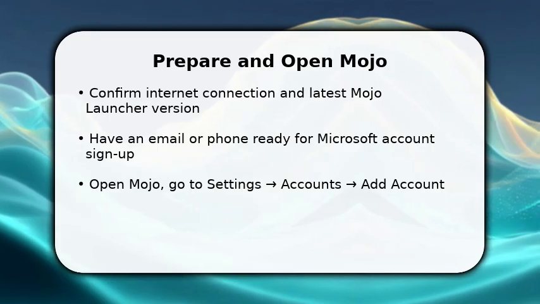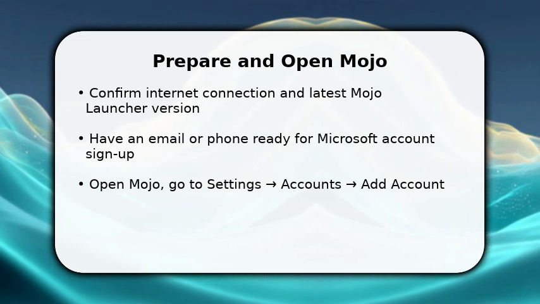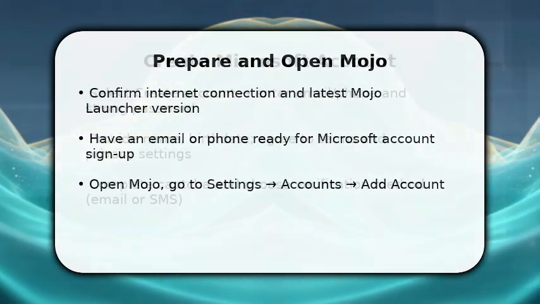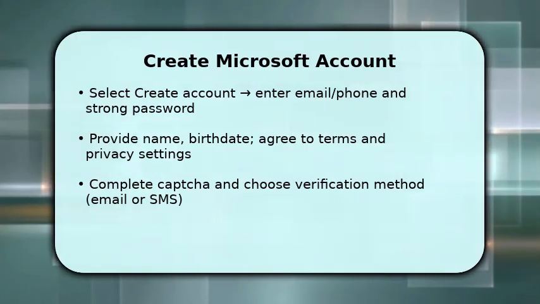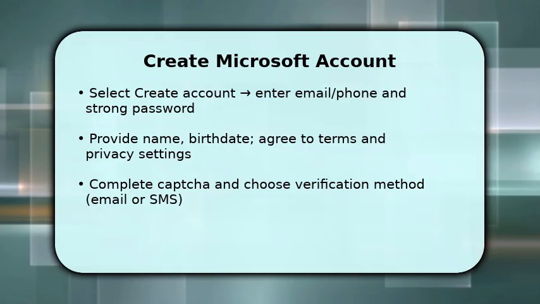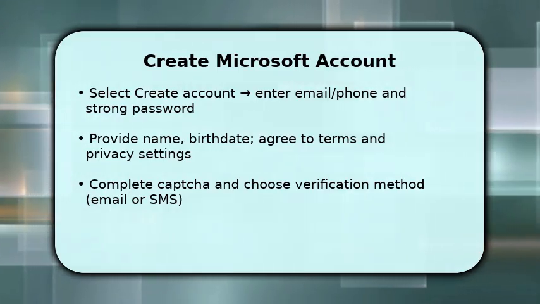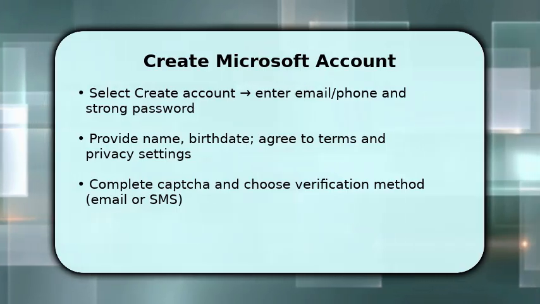Proceed now. Tapping Add Account begins the OAuth flow that lets Mojo request permissions and sync data with the Microsoft account. You'll be guided to the Microsoft account creation screen. Choose Create Account and type your email or phone, then set a strong password to protect your launcher data. Make sure to enter your name and correct birth date because services and age restrictions depend on it.